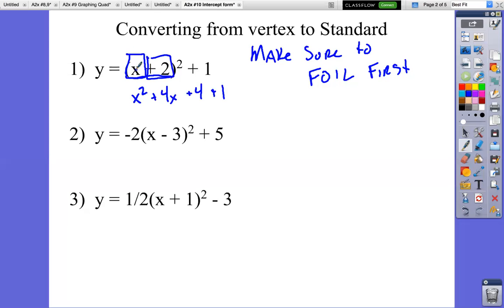So 2 times x is 2x times 2 is 4x. That's how you get the middle term. And then you square it here. So 2 squared is 4. Don't forget about the plus 1. So on number 1, from vertex to standard form, my entire answer is x squared plus 4x plus 5. Done.